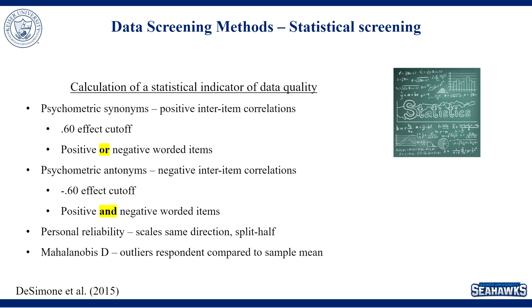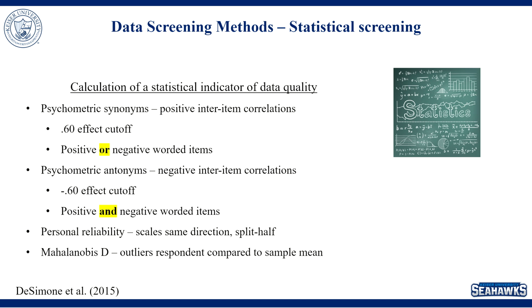To better understand that, we look at psychometric antonyms, where you're going to have negative inter-item correlations, meaning you might have some items that are reverse scored, therefore you're going to have positively and negatively worded items, rather than the previous example, where they're both going in the same direction. Here you'd have different directions, therefore you would have a negative correlation, one going up, one going down. They're more complicated.